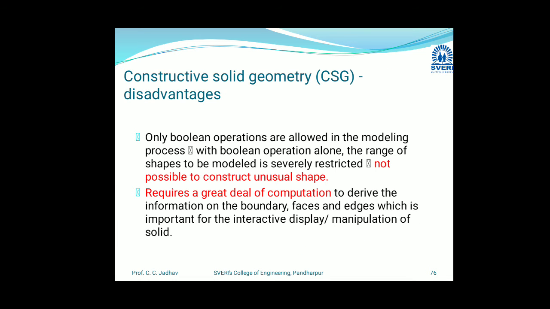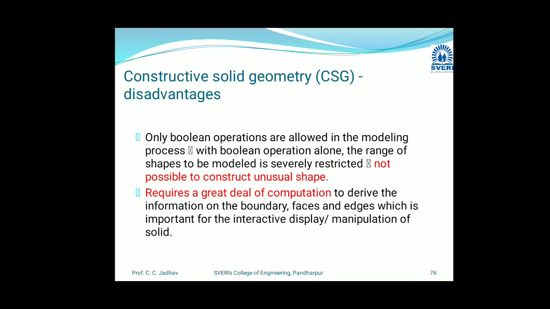Next, disadvantages of CSG. Only Boolean operations are allowed in the modeling process. With Boolean operations alone, the range of shapes to be modeled is severely restricted, and it is not possible to construct unusual shapes. So in CSG, only Boolean operations are allowed to create the geometry. That creates some restrictions, and it is not possible to create complex shapes. Those are the most important disadvantages of CSG.